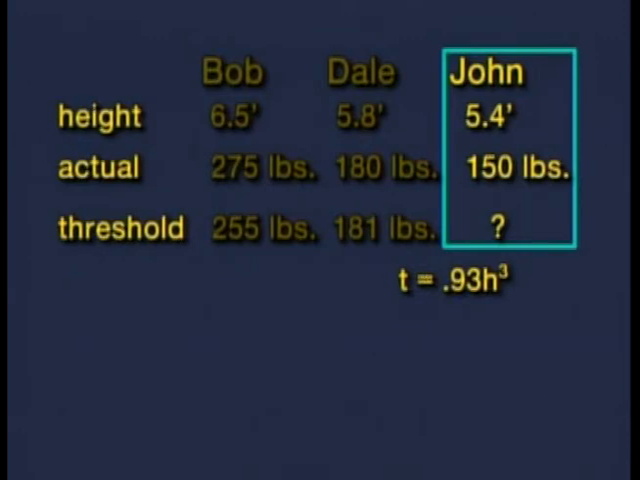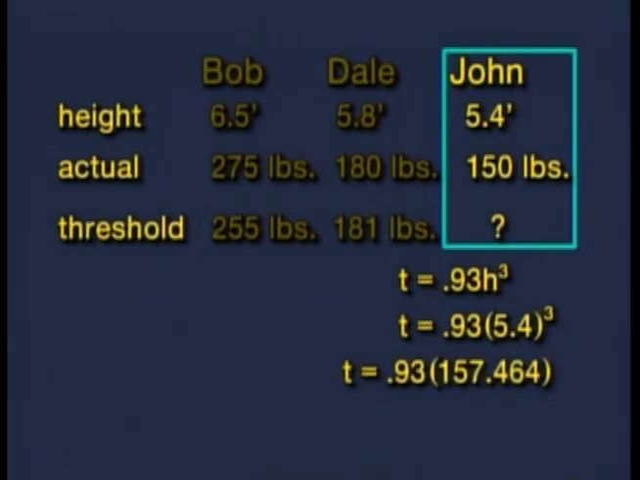Now let's check John's weight. We'll substitute his height, 5.4, for h. Find the cube of 5.4. Now multiply the terms on the right. The threshold weight for someone of this height is about 146 pounds. John weighs 150 pounds. He's 4 pounds overweight.